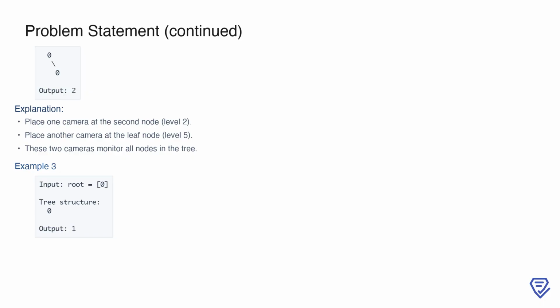For the third example, we simplify things further. The input is just 0, meaning the tree contains only a single node, the root. In this case, we place one camera directly at the root to monitor it, and the output is 1.